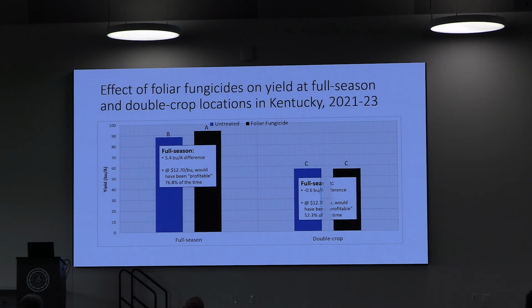But when we look at our double crop, we actually saw a negative 0.6 bushels an acre in our treated versus non-treated with fungicide. And that would have only been profitable about 52% of the time. So again, you're back to that flipping the coin kind of scenario with our double crop soybeans, at least from Kentucky.